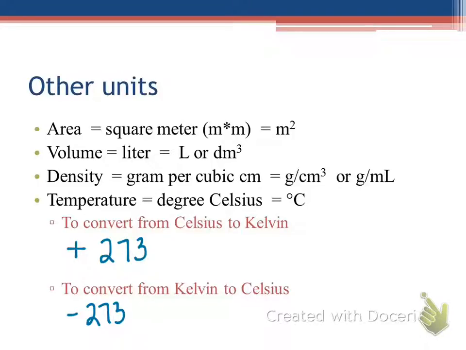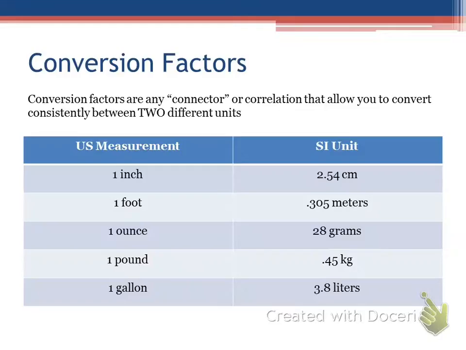If I'm at 0 degrees Celsius, that means I'm at 273 Kelvin. If I'm at 100 degrees Celsius, what's my temperature in Kelvin? 373 Kelvin. Really easy conversion. We can't really even call it a conversion, but we do. We just add 273.